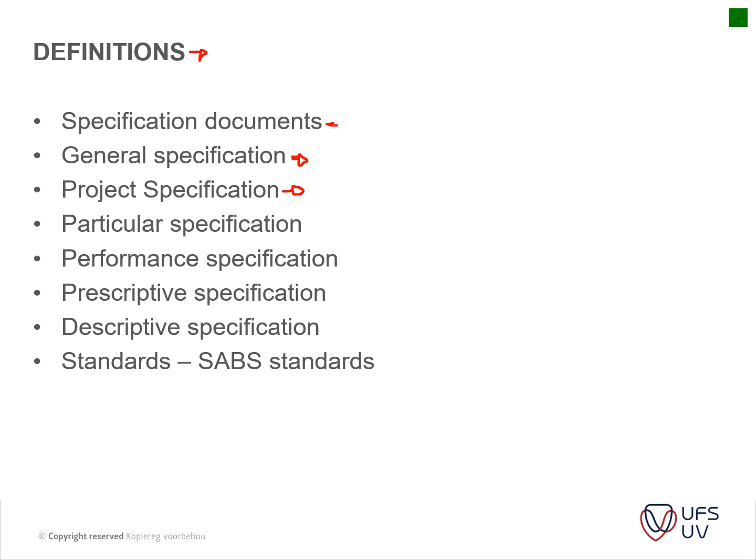Then your particular specifications is, for instance, what type of brick should be used. The brick should be at least a 7 MPa compression strength. It should be made out of this fines. It should have this type of moisture content, etc., etc.